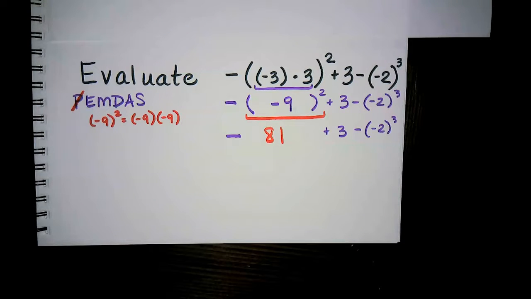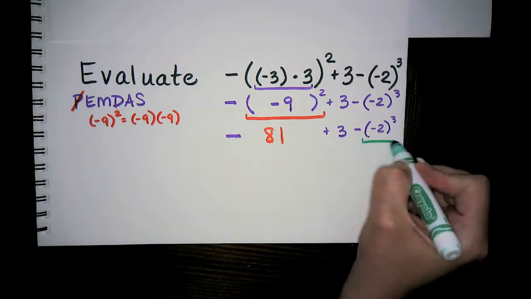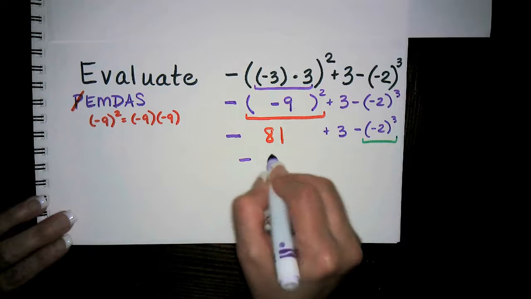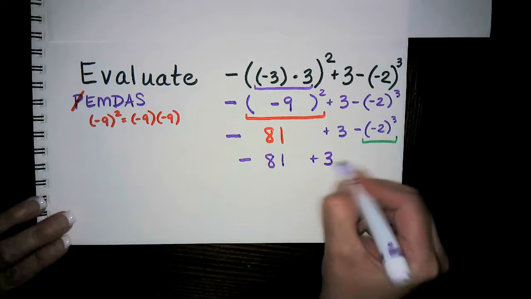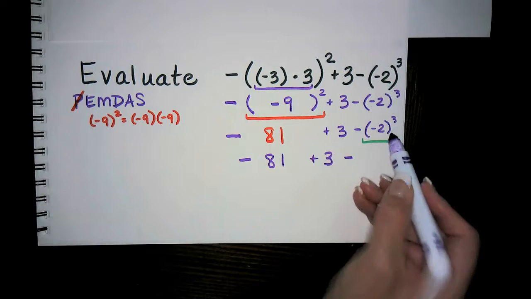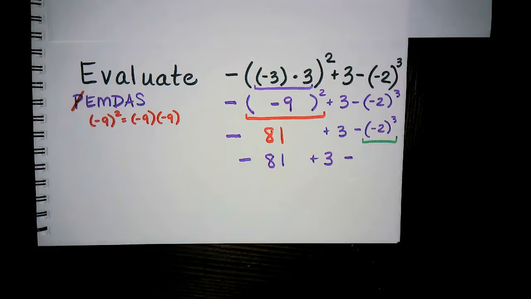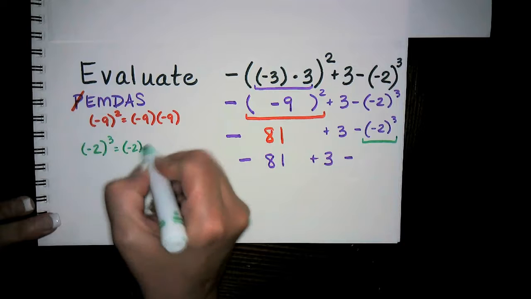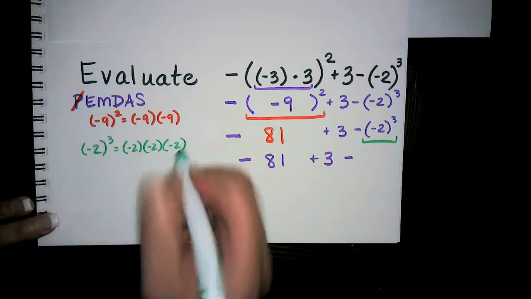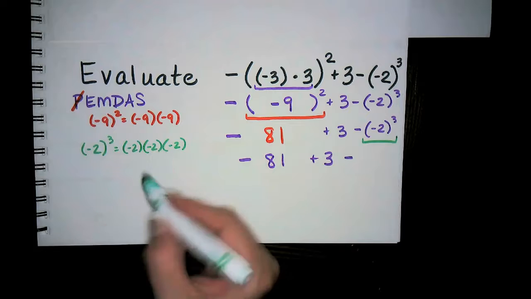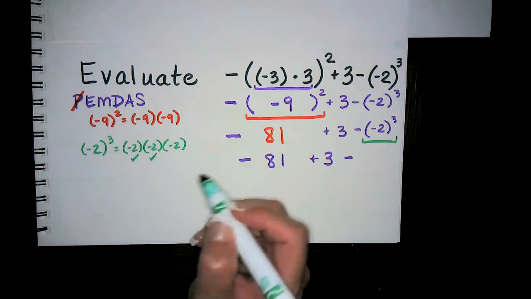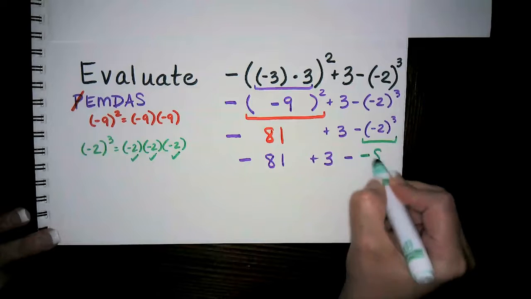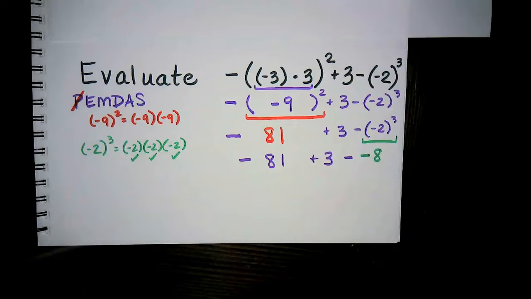Okay, next, let's deal with the -2 to the third. Okay, again, we need the rest of the problem. So I have -81, I have +3, and I've got a minus sign. Now let's deal with -2 to the third power. So -2 to the third power means -2 times -2 times -2. There's 3 of them being multiplied together. So -2 times -2 is +4 times another -2 is -8. Yes, that's a minus a negative.